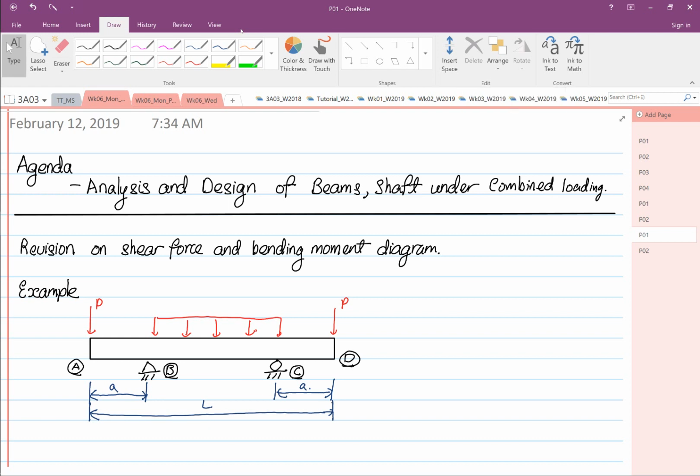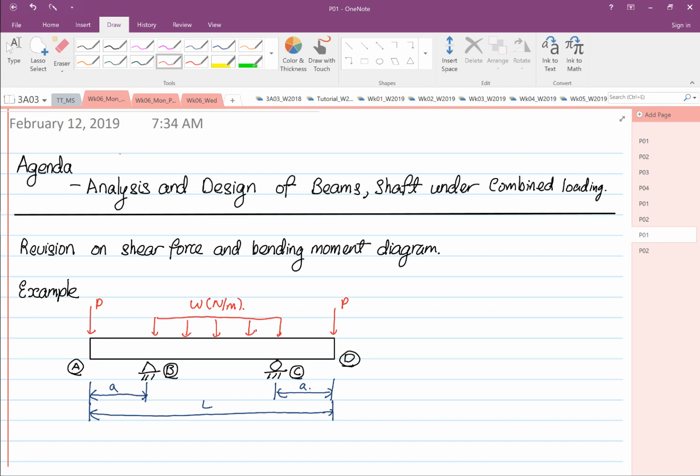Okay, so for today, I will work on this example and also give a highlight of important points or summary of the theory on shear force and bending moment diagram. So in this example, you can see an overhanging beam. Support is at point B and point C, and between point B and point C, there's an evenly distributed load omega Newton per meter, and at the ends you have loads of P.